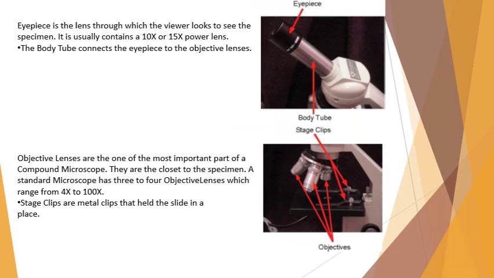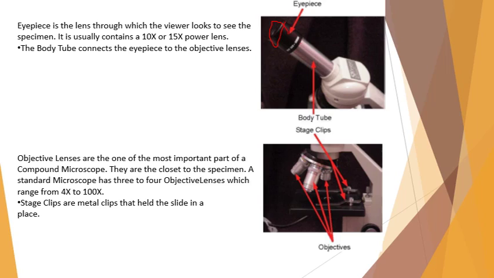Here we again have the components of the microscope, but with a larger pictorial view. Here we have an eyepiece, as you observed in this slide, as we already studied. This one is an eyepiece. The eyepiece is the lens through which the viewer looks to see the specimen.